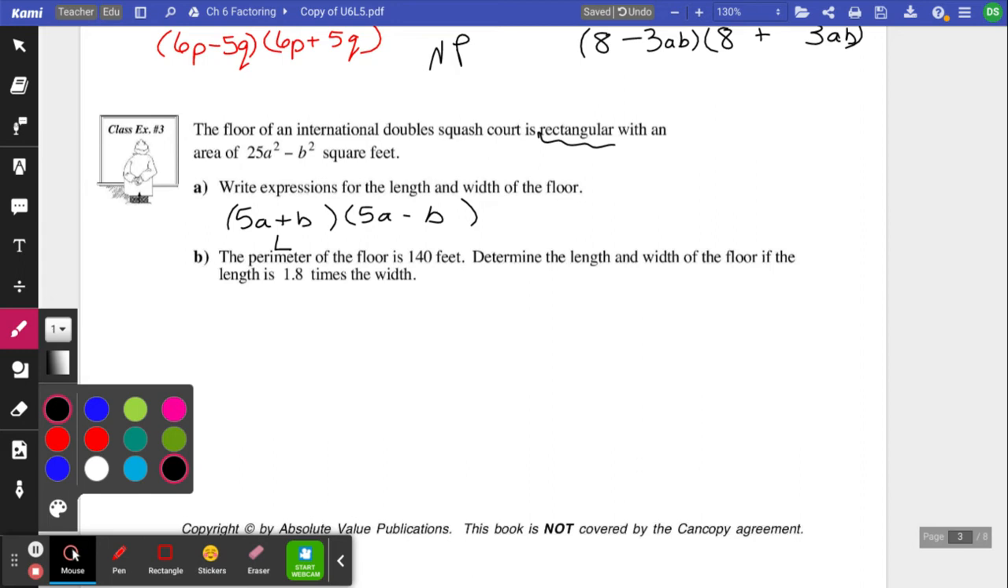It's a good wink, good practice. And this is the width. Talented. Agreed? Would you call that length and width? I would call length usually the longer one, provided that B is a positive number. But okay, then it says, hey, the perimeter of the floor is 140 feet.